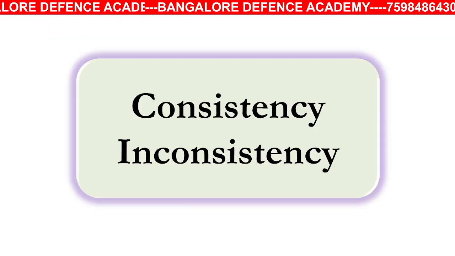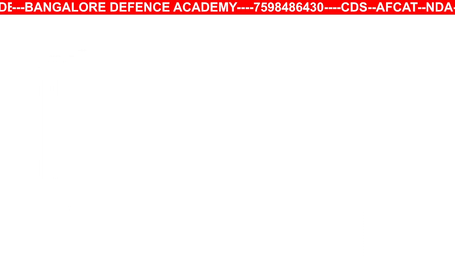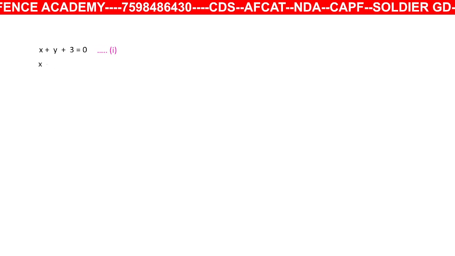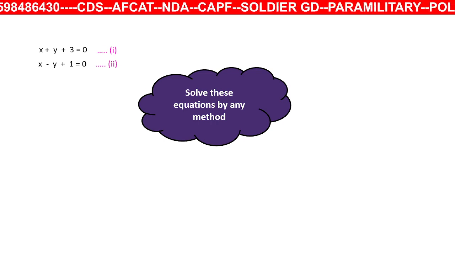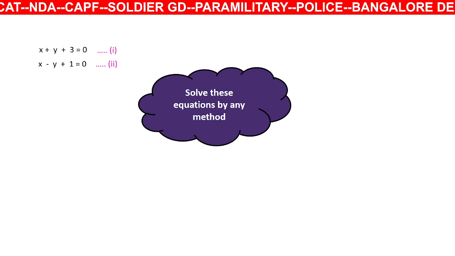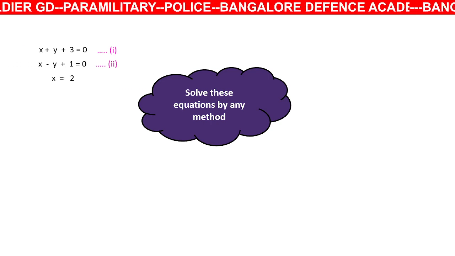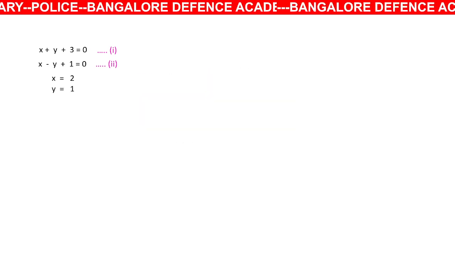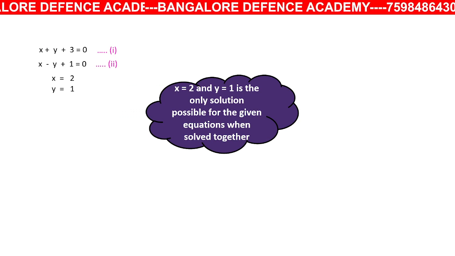Okay, next, moving forward, an important concept here: consistency and inconsistency. Here you have x plus y plus 3 is equal to 0, equation number 1, and x minus y plus 1 is equal to 0, this is equation number 2. First, solve these equations by any method. We have seen 4 different methods. The first is substitution, the second is elimination, the third is cross multiplication, and the fourth is the graphical method. So you can use any method and find the values of x and y. You will get the value of x as 2 and y as 1. So x is equal to 2 and y is equal to 1 is the only solution possible for the given equations.